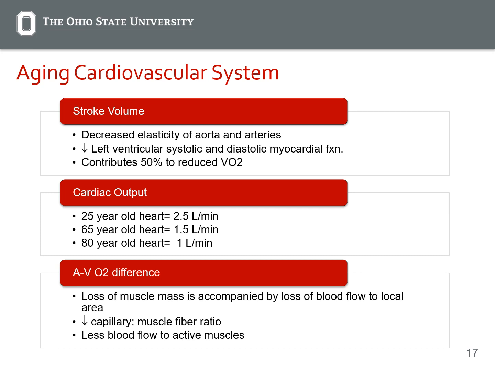Lastly is our AVO2 difference. So it's a loss of muscle mass accompanied by a loss of blood flow to the local area. So there's a decrease in capillary beds to muscle fiber ratio. So there's less blood flow to those areas. So there's less surface area of that oxygen transmission between the blood and the arteries to the muscles themselves.